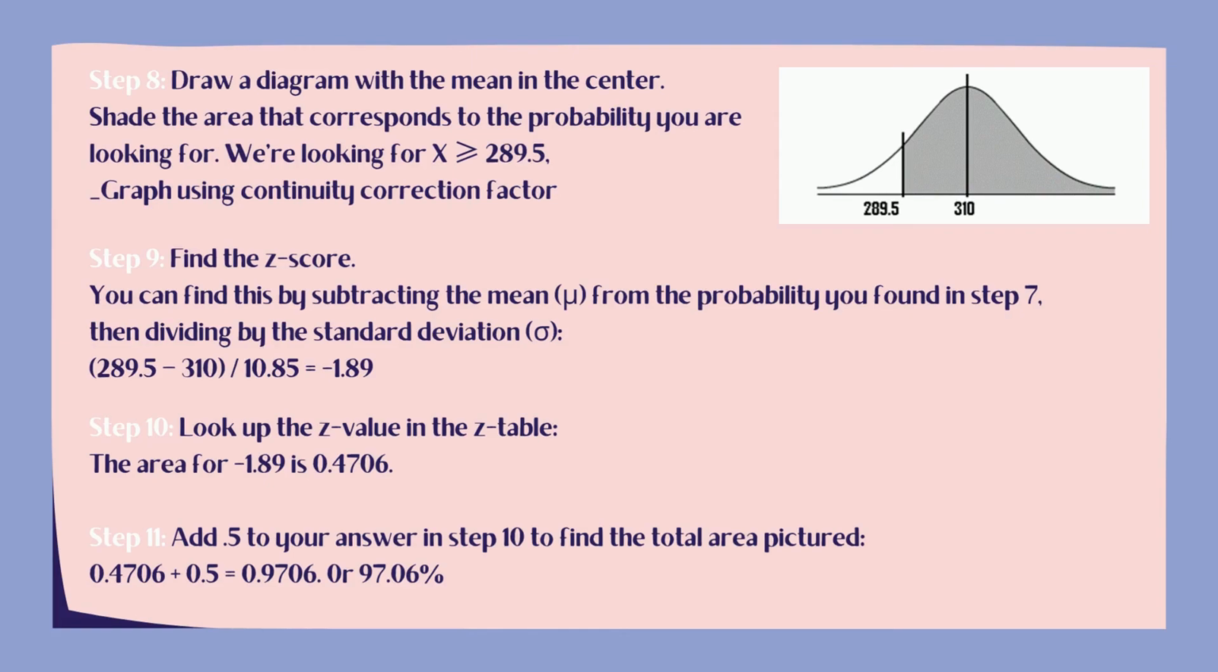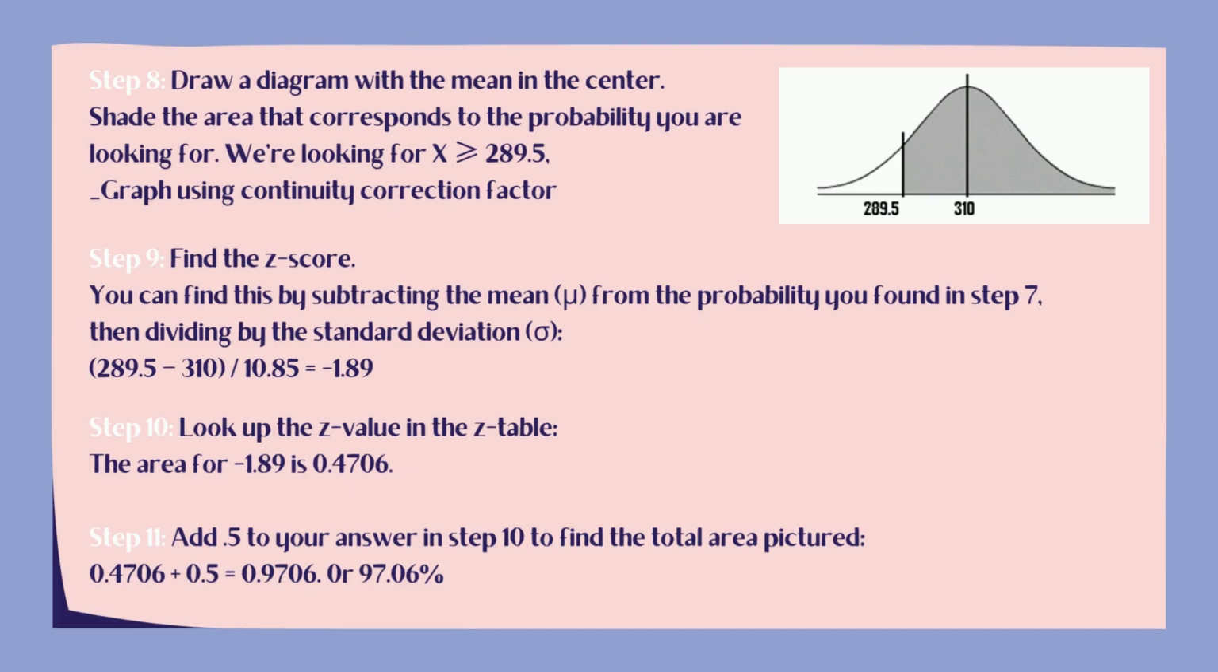Shade the area that corresponds to the probability you are looking for. We're looking for x greater than or equal to 289.5. Graph using continuity correction factor. Step 9. Find the z-score. You can find this by subtracting the mean from the value you found in step 7, then dividing by the standard deviation.